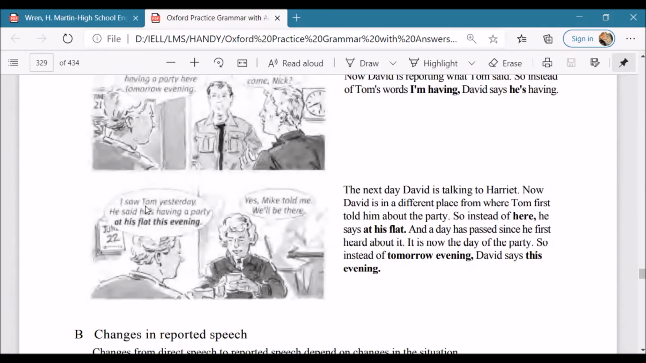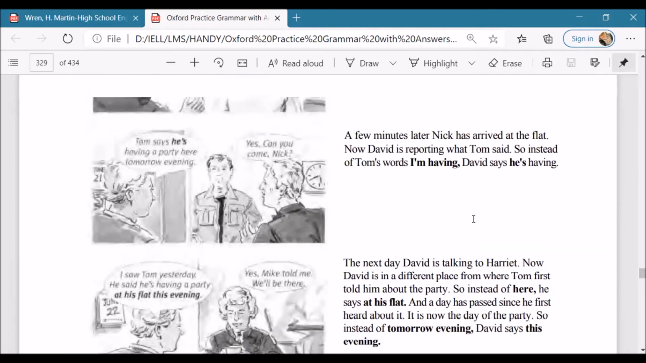So he would say, I saw Tom yesterday. He said he is having a party. So he's not saying I. The first change is to the place, instead of here, that place. Now the last change would be, instead of tomorrow evening, he would say this evening, because it's the next day. So here you would observe that in the sentence there are already three changes: pronoun, place, and time. Okay, so this is how you have to contextualize.